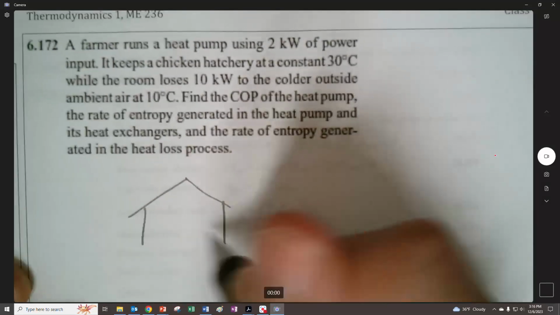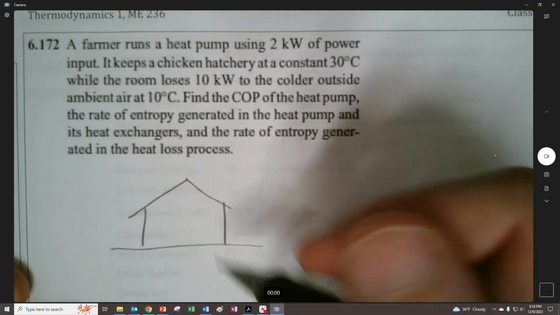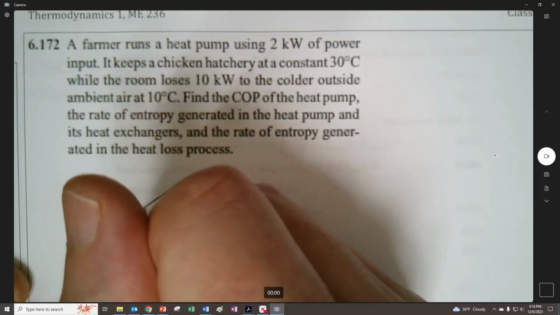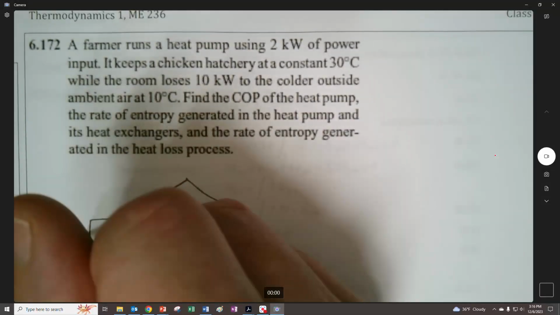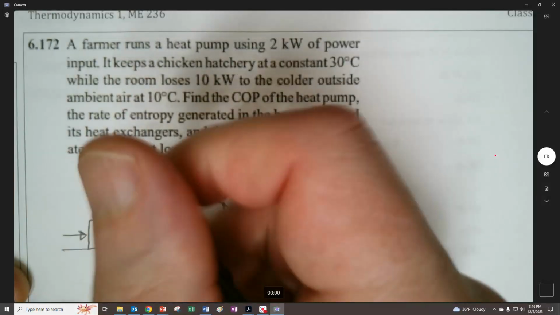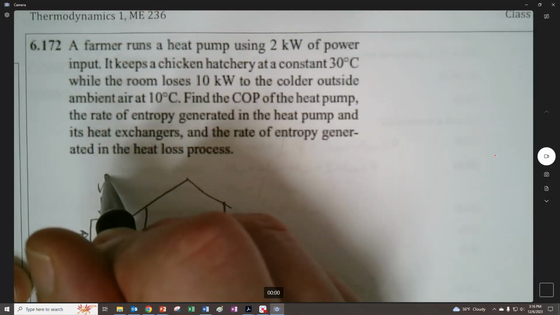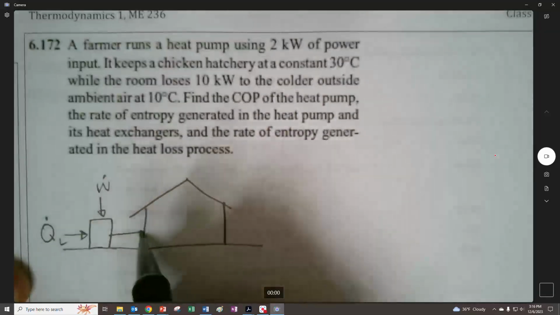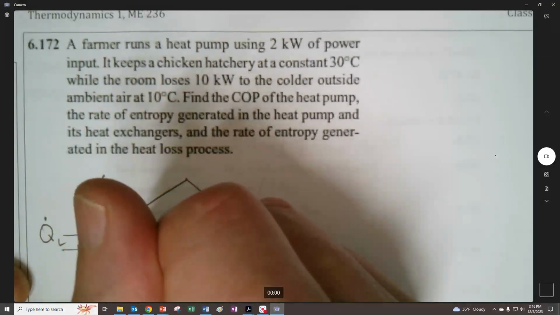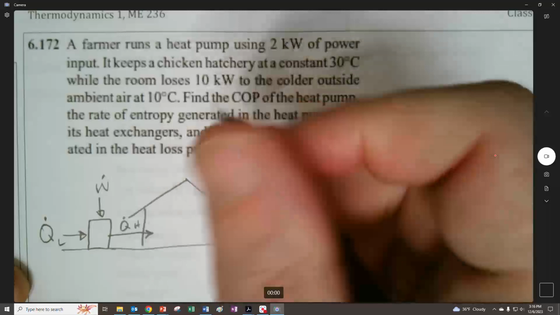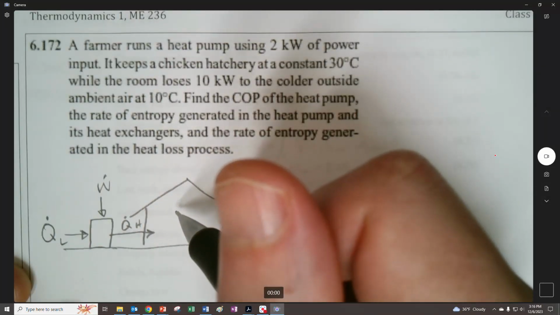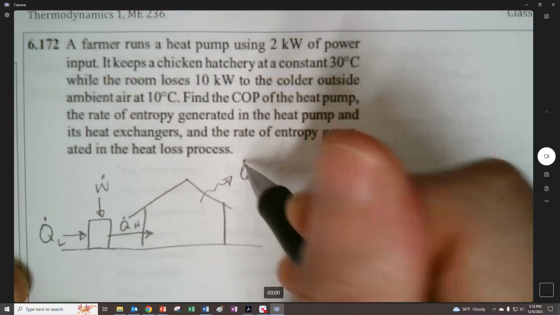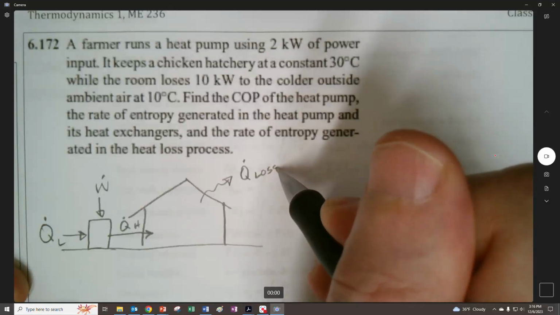So here you go. Here's the hatchery, chicken coop, and we're going to have a heat pump right here. It's going to take this outside air because of the work, the power that you put into it. So there you go, power in, and this is going to be the Q dot L. And it's going to put heat into there, and that's going to be the Q dot H. But we are then going to have some loss, Q dot loss, coming in right here.